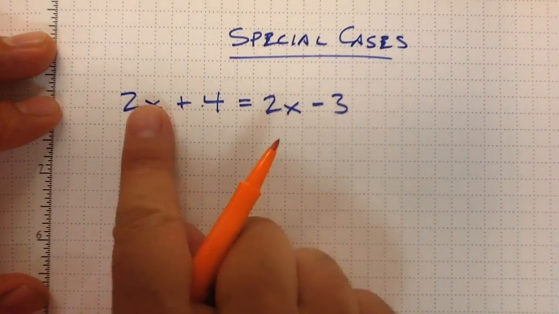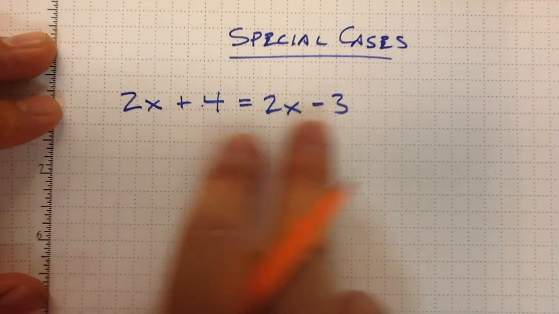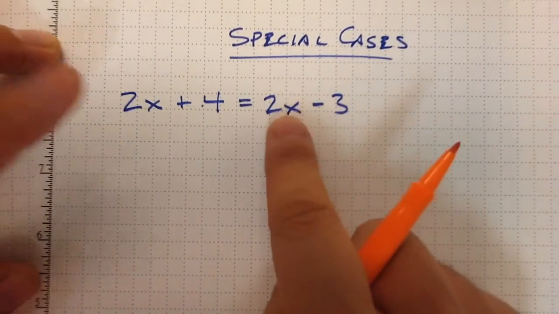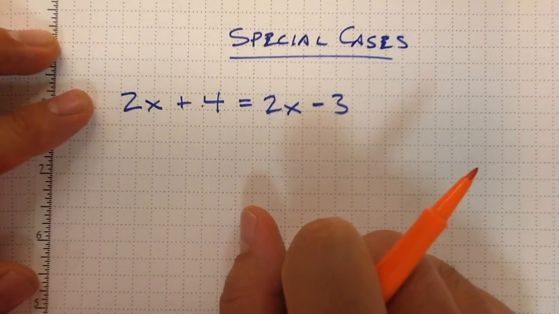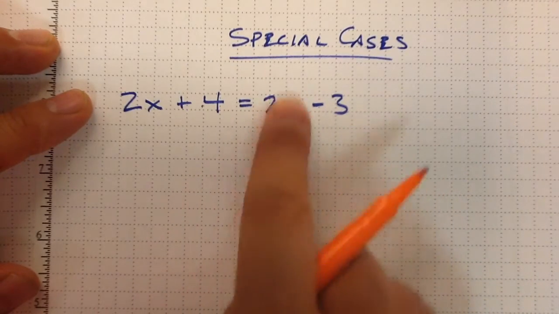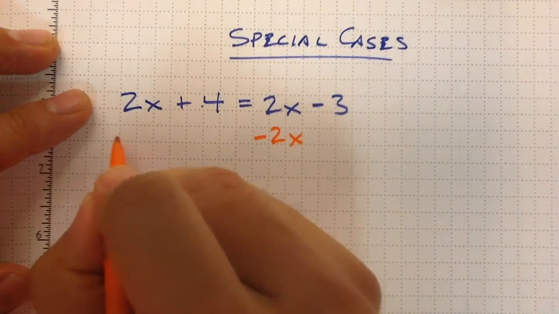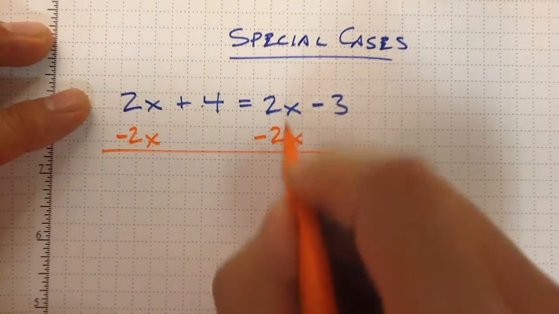And so first thing would be to simplify, but I don't see any like terms. I don't see any parentheses, so I move to step 2. I don't like variables on both sides. So let's just say, for example, I focused in on this one. I'm going to get rid of this 2x by subtracting the entire thing away. What I do to one side, I do to the other side of the equal sign.